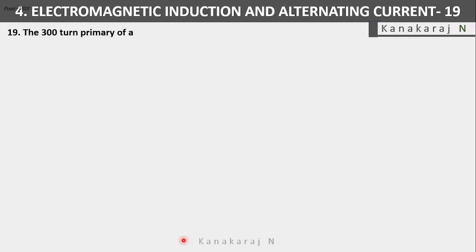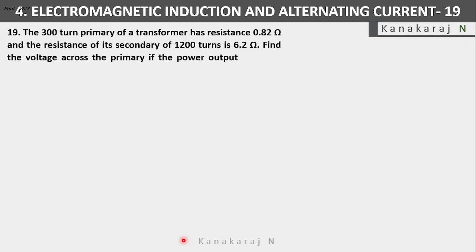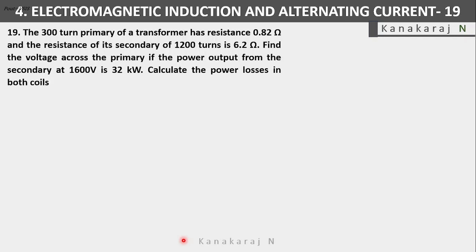The 300 turn primary of a transformer has resistance 0.82 ohm and the resistance of its secondary of 1200 turns is 6.2 ohm. Find the voltage across the primary if the power output from the secondary at 1600 volt is 32 kilowatt. Calculate the power losses in both coils when the transformer efficiency is 80%.